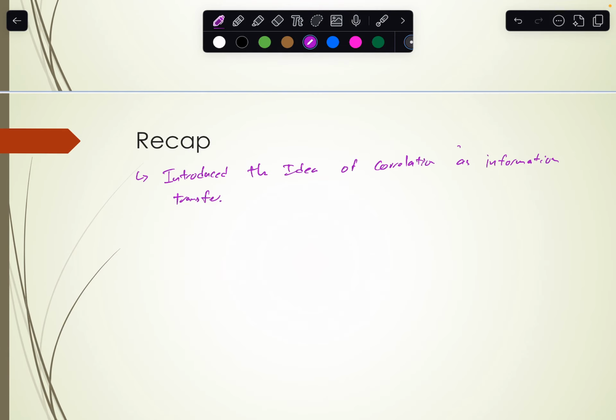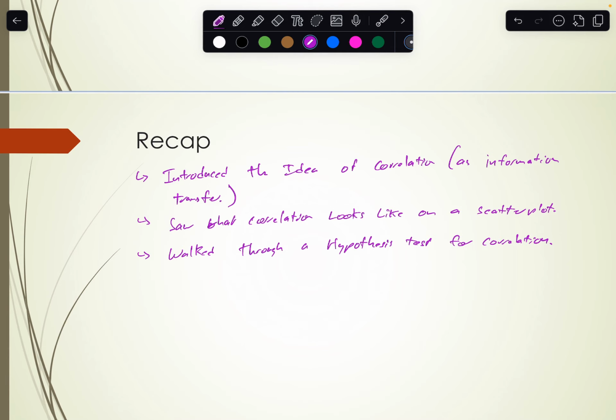We introduced the idea of correlation as predicting one in terms of the other. Does one give information about the other? And I call that information transfer. We saw what correlation looks like on a scatter plot. And then we finished up by walking through a hypothesis test about correlation. All right, everybody, that's it.